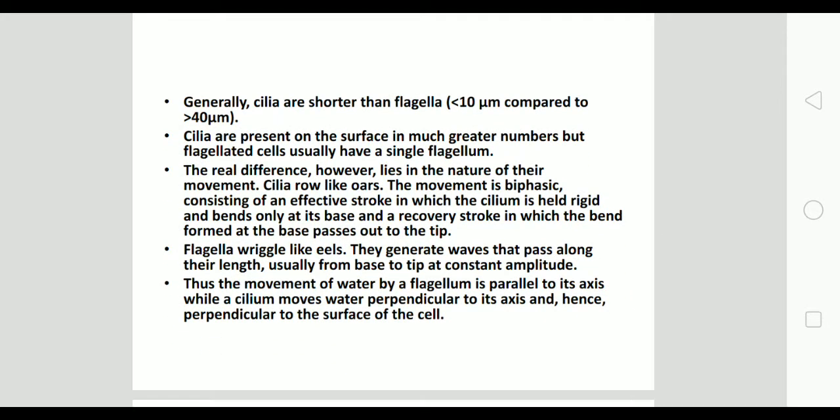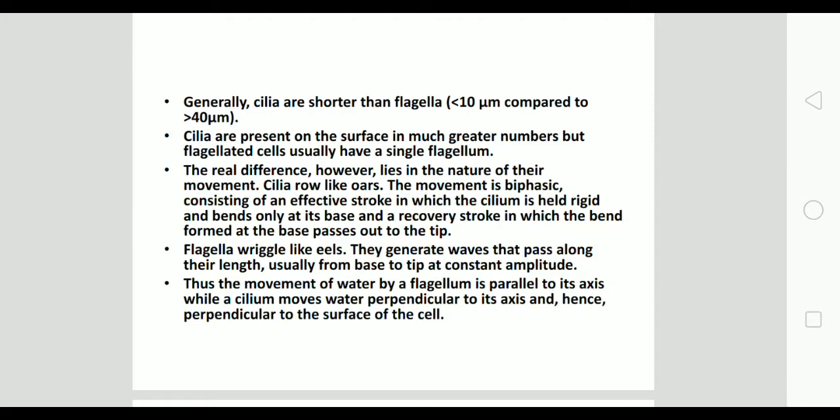These cilia are generally shorter than flagella, that is, cilia are less than 10 μm as compared to flagella. Flagella are larger, nearly 40 μm or more. Cilia are present on the surface in much greater numbers, but flagellated cells usually have a single flagellum. The real difference lies in the nature of their movement.